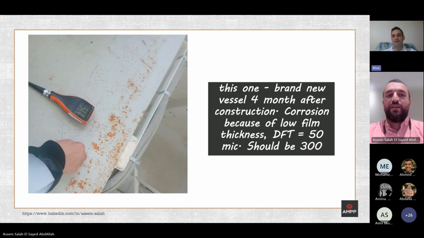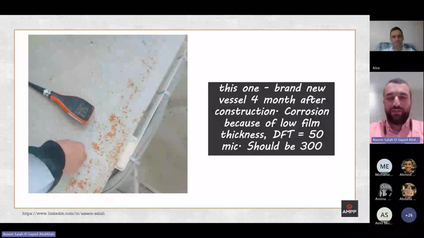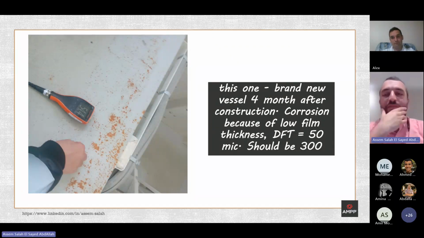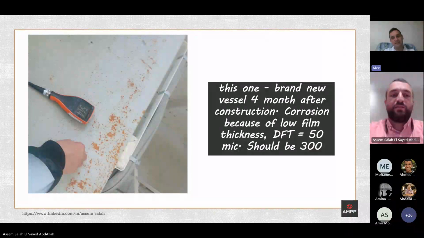So yes, most likely. And as I noted in the picture, we have 500 dry film thickness in other areas, right? Maybe yes, 500 there, but here it is only 54. Yes, as you can see, 54.4. It's 50 here instead of 300. That's why the corrosion appeared, and it will propagate. Yeah, sure.